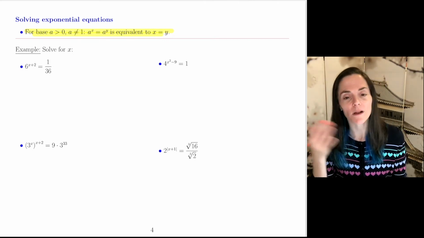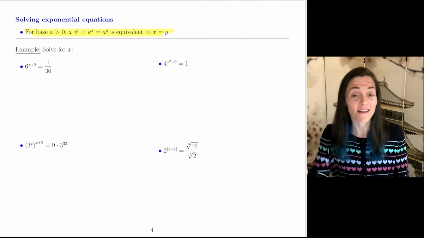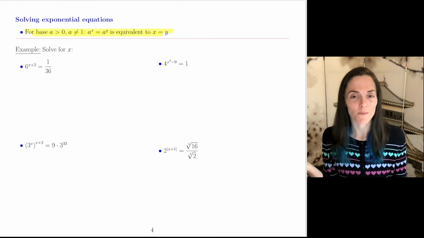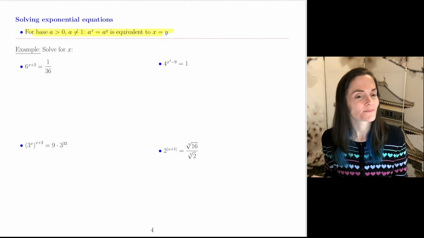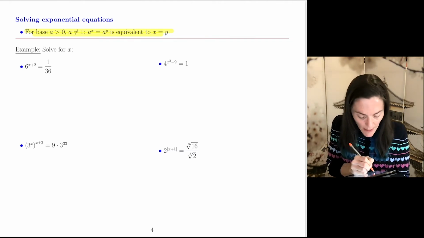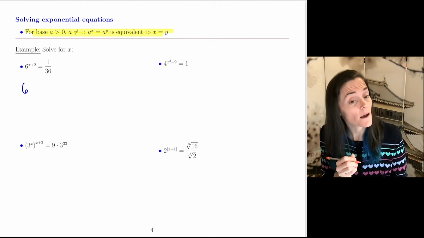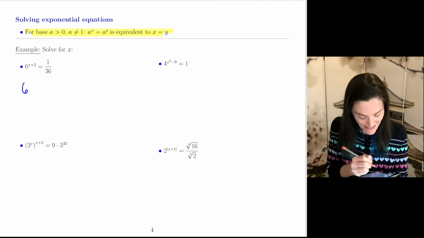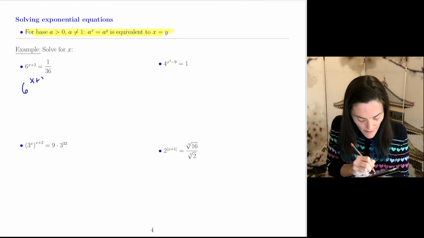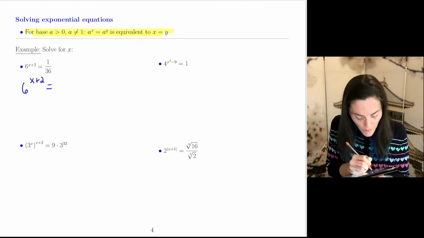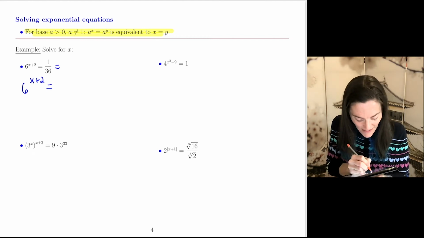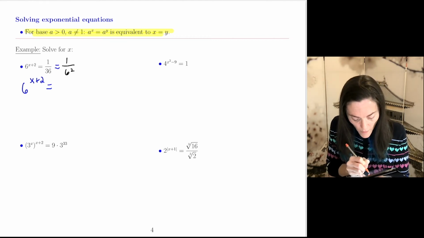Now, the first step in all of these is we want to get both the left and the right-hand side to have the same base. Once we do, we may equate exponents and solve. Well, this first example, I see 36 is 6 squared, so this will be my same base. So here on this side, I have 6 to the x plus 2. I can take one small step here, maybe as part of my work, and write this as 1/6 squared.